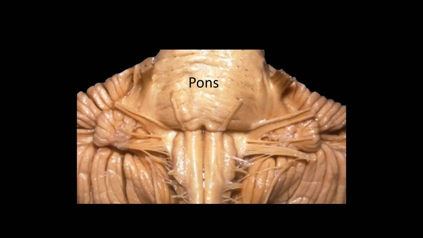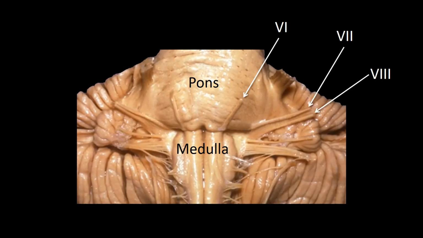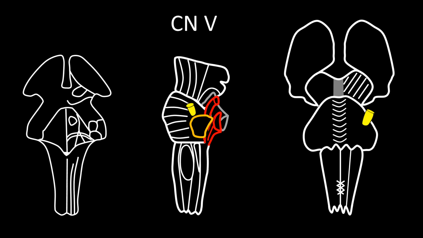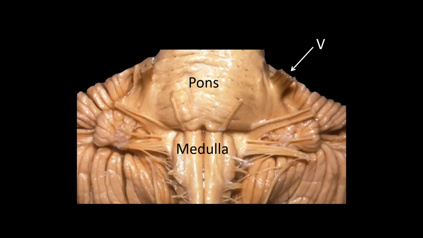In this photograph, you can see the pons, the medulla, cranial nerve 6, cranial nerve 7, and cranial nerve 8. All three are in the pontomedullary line, and the 8th is the one that is closest to the inferior cerebellar peduncle. Cranial nerve 5, the trigeminal, emerges from the pons just before the external formation of the middle cerebellar peduncle. This is a view that shows the emergence of the trigeminal nerve.